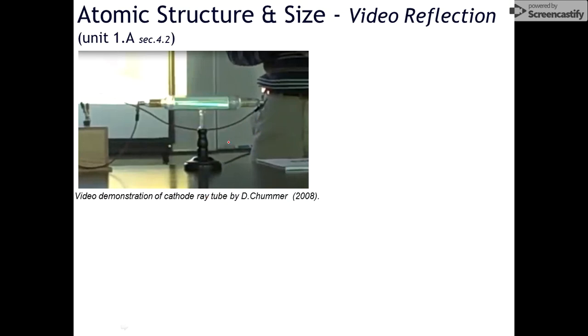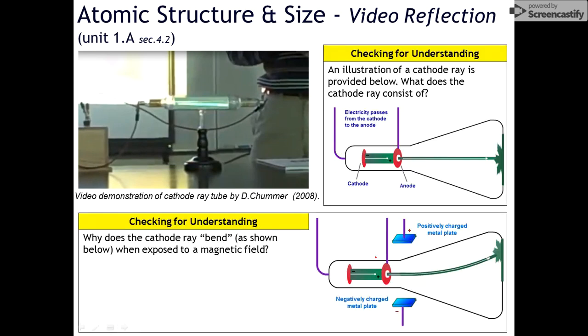So in class, I showed you this video demo of a cathode ray tube. And I'd like you to think about these illustrations provided of this cathode ray tube. What does a cathode ray consist of? If the cathode ray bends when it's exposed to a magnetic field, why does it bend? Answer those questions. Think about it.